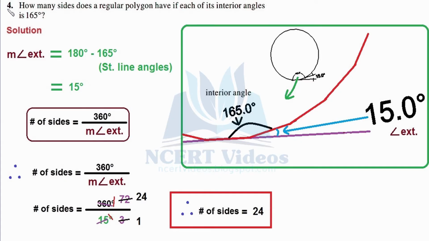Mathematics Class 8th, Chapter 3rd, Exercise 3.2, Question number 4th, Understanding Quadrilaterals. How many sides does a regular polygon have if each of its interior angles is 165 degrees?